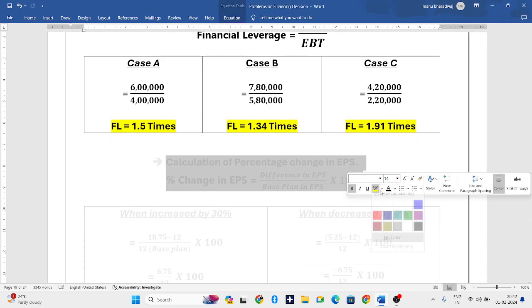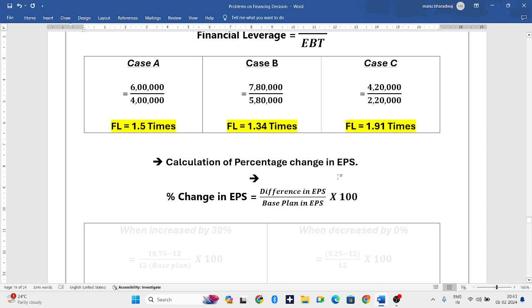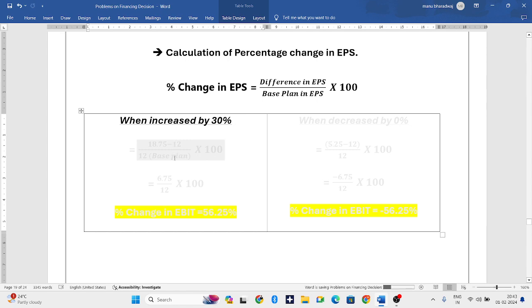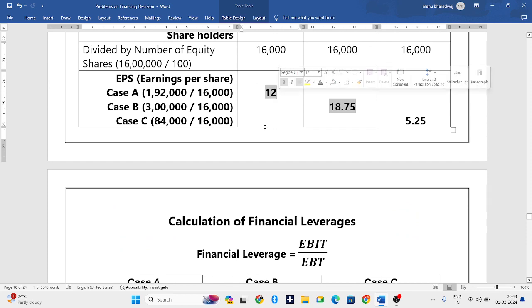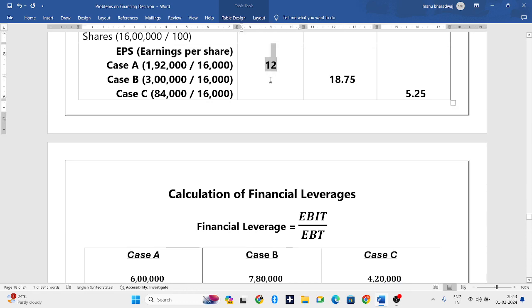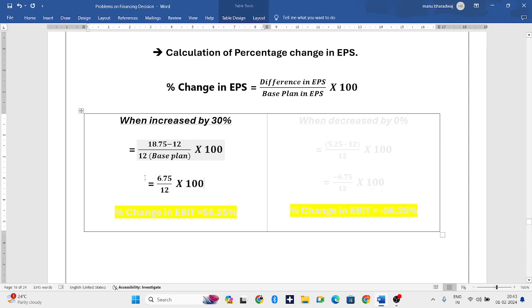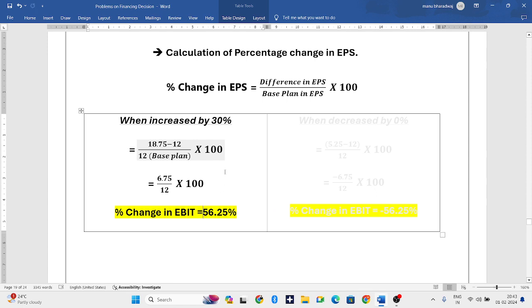Next, they have asked us to calculate the percentage change in EPS. The percentage change in EPS is the difference in EPS divided by the base plan EPS. First, let us calculate the percentage change when EBIT is increased by 30%. 18.75 minus 12, divided by the base, case A, which was 12, into 100. The difference will be 6.75 divided by 12 into 100. If you do, you will get 56.25 percent.